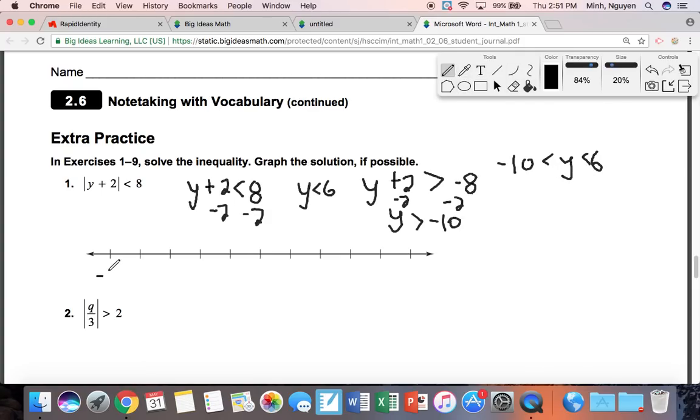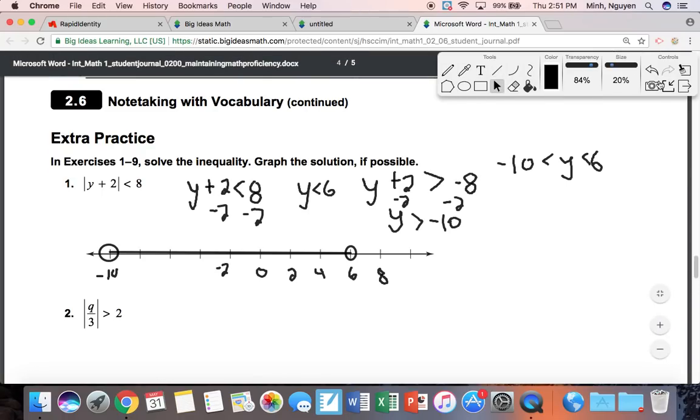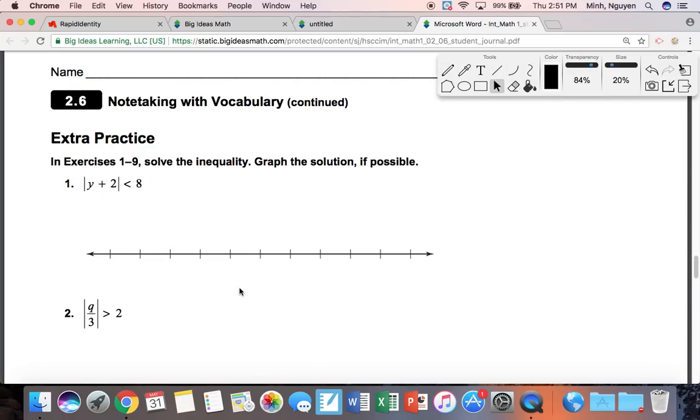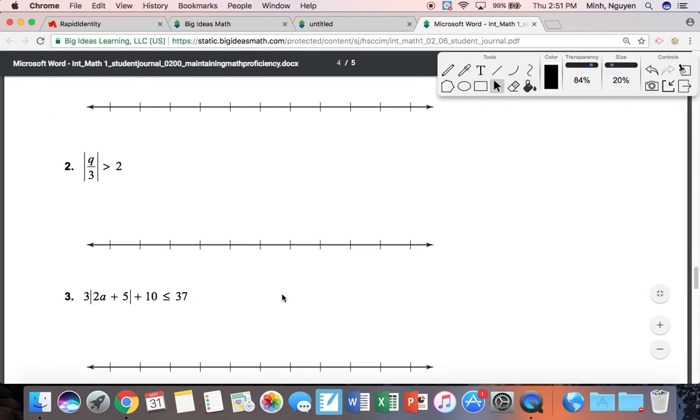So I'll just have my negative 10, negative 8, negative 6, negative 4, negative 2, 0, 2, 4, 6, 8. No equal signs, so none of these circles are going to be filled. They will just be like that. Negative 10, 6. Pretend that's actually on the 10. And we have this line right here. That's it. Okay. That's the gist of it. If you could solve absolute value equations, then this is truly not far off.